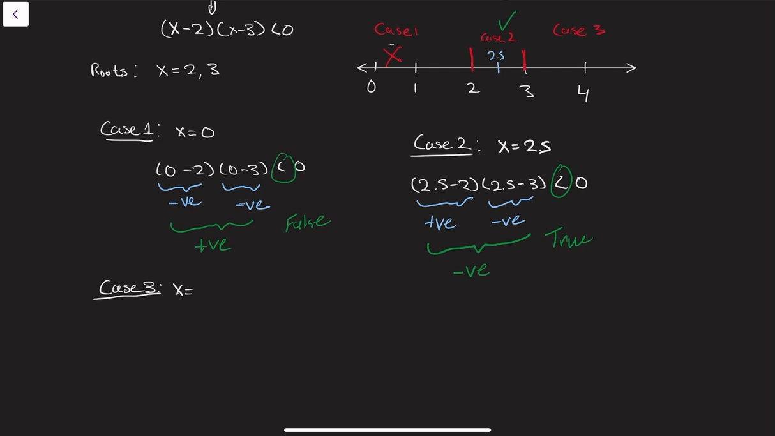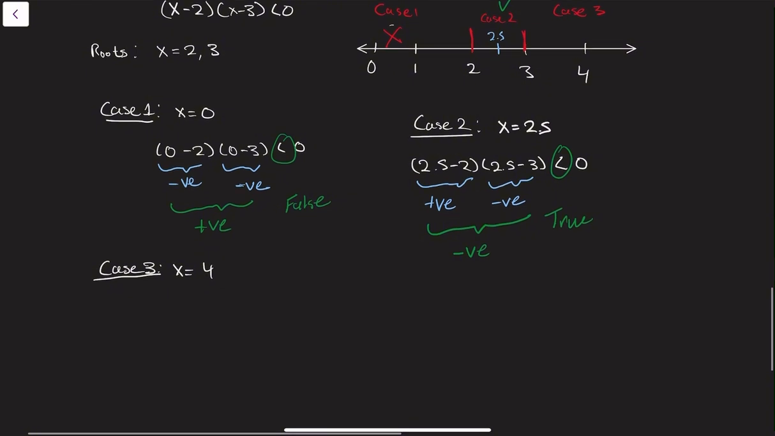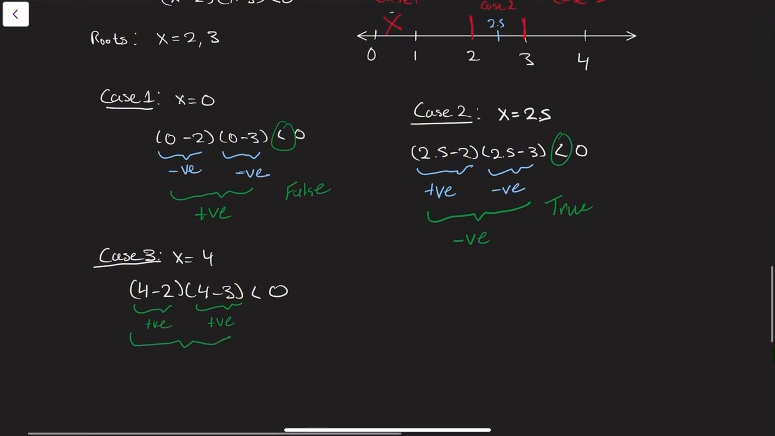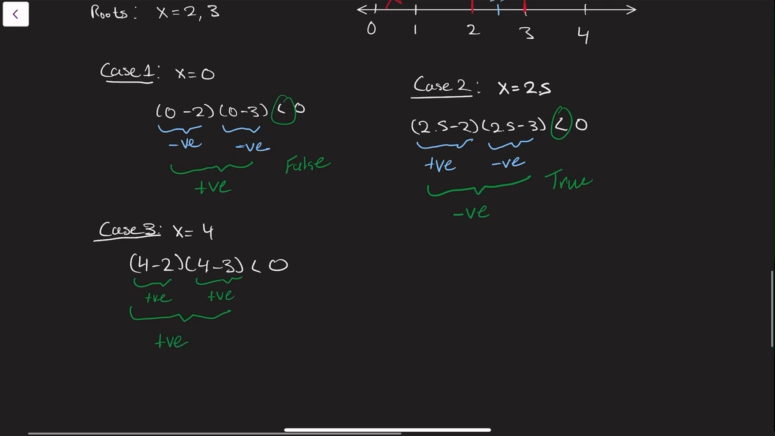Let's say x is equal to 4, since that's in the domain of case 3, between 3 to infinity. With x equal to 4, we get 4 minus 2 and 4 minus 3 less than 0. You could probably already tell this is positive because the value is 2. This is positive. The value is 1. So the final product, a positive multiplied by a positive, is obviously a positive. We can't have a positive being less than 0. This inequality does not hold true. So we say that this is false.